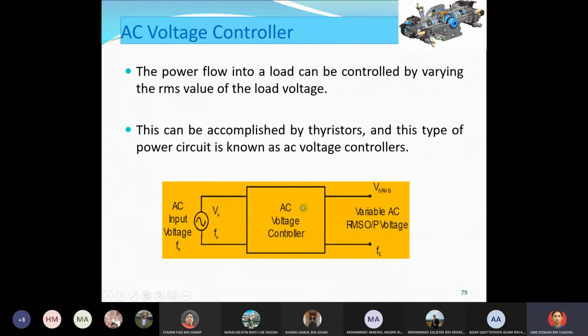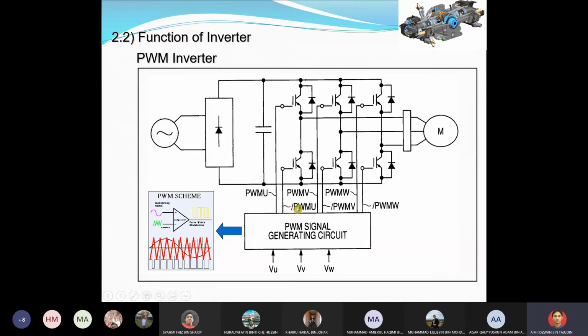Okay, so ada soalan. So saya dah habiskan kepada inverter. Okay, so ada apa-apa soalan untuk inverter before we move to the last converter? Ada soalan tak?